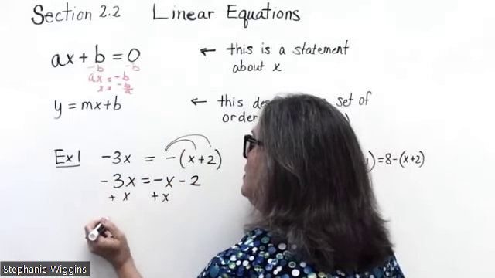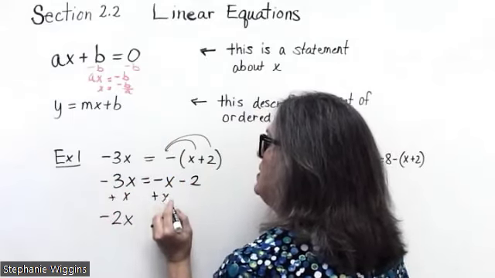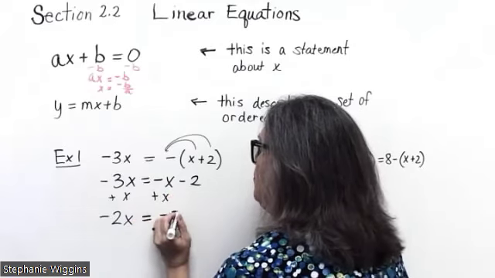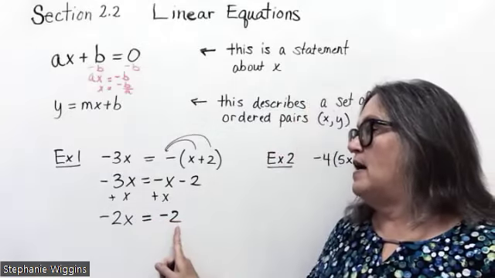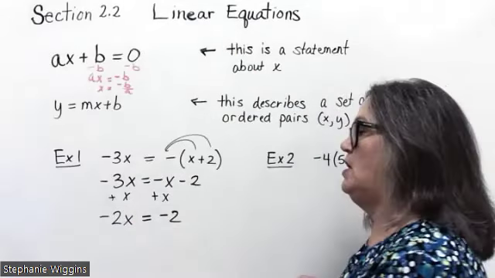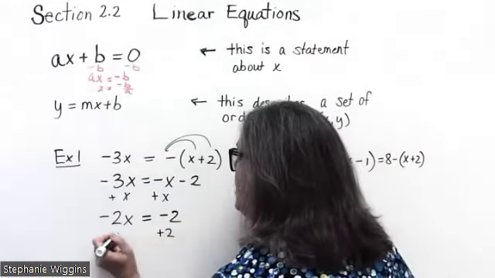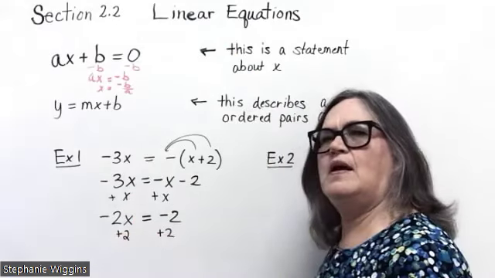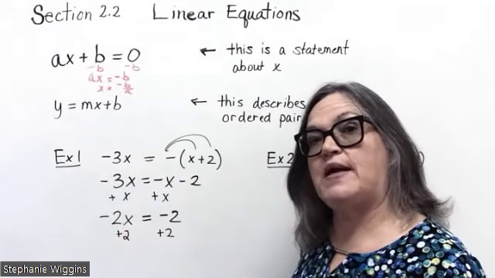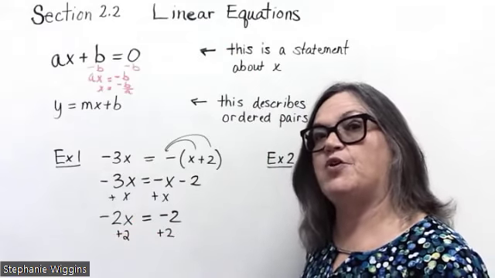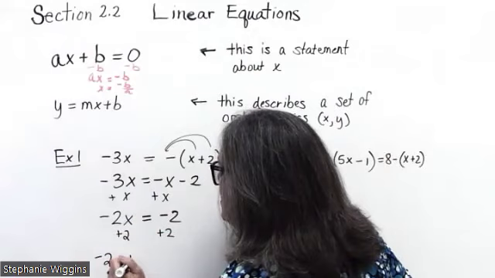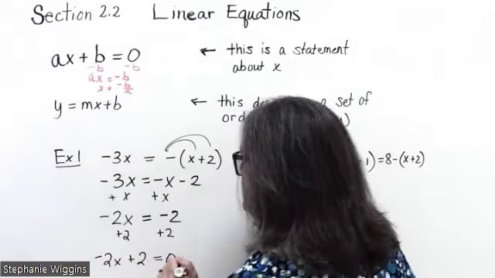And I get negative 2x. This, of course, is 0. Negative x plus x is 0 equals negative 2. And I am trying to get it to look like this, so I'm going to bring the negative 2 to the other side of the equation by adding 2 to both sides. And you're saying, wait a minute, I thought you'd want to divide by negative 2. That's true if you're solving it. But remember, we're just trying to identify, is this a linear equation? Okay, so I have negative 2x plus 2 equals 0.